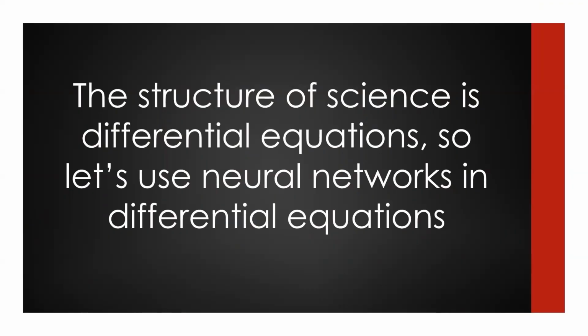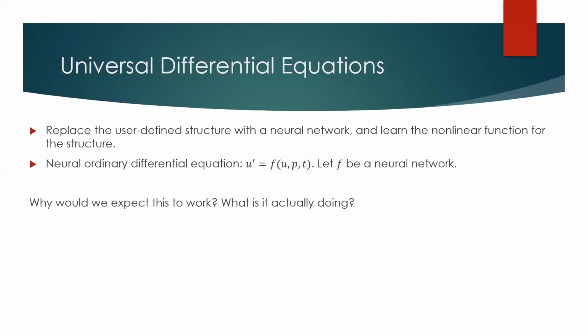So now let's get back to the scientific aspect, right? We know that neural networks can approximate everything, but we want to add structure to them so that they can only approximate things that are scientifically reasonable. We have the structure of science being things like differential equations. Let's use neural networks inside of differential equations to constrain them to only give physically realizable outputs. So this is where we get to universal differential equations.